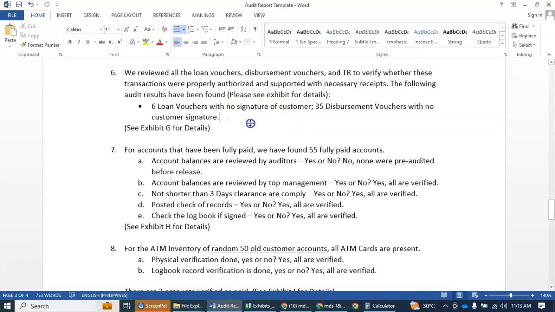So there must be a signature. If there's none, it must be accounted as a finding. Here also for disbursement, if there is no customer signature or payee signature, that is counted as a finding. And also if there are no receipts attached to that.